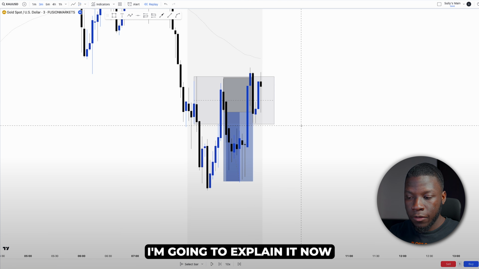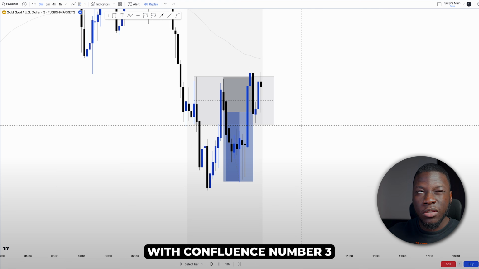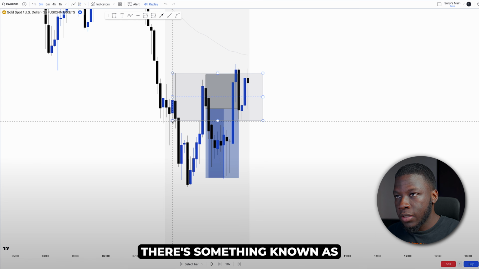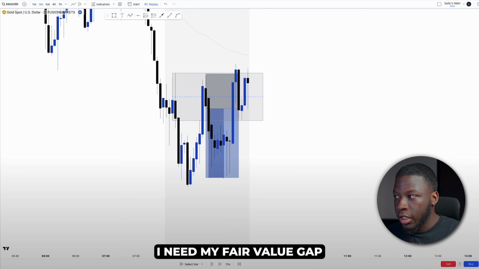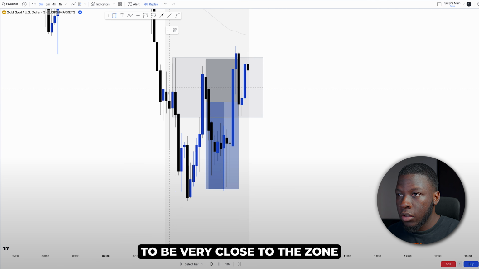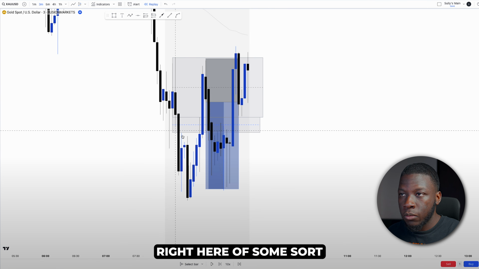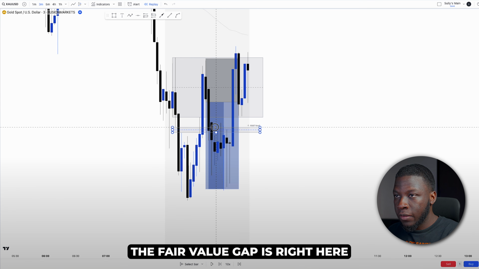I'm going to explain it now, but you guys might need to come back to this point, because this has to do with confluence number 3, the next one I'm going to go through. The reason why is because there's something known as fair value gap, which is what I'm going to go through shortly. I need my fair value gap to be very close to the zone. So it needs to be pretty much right here of some sort. In this example, it isn't. The fair value gap is right here.